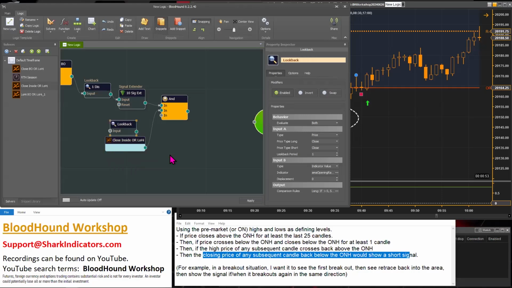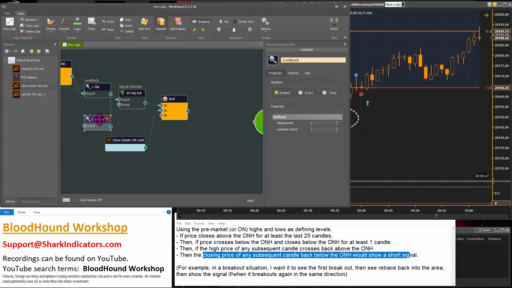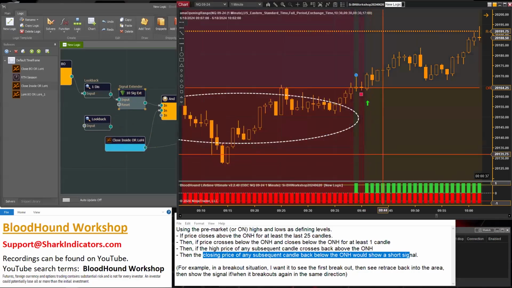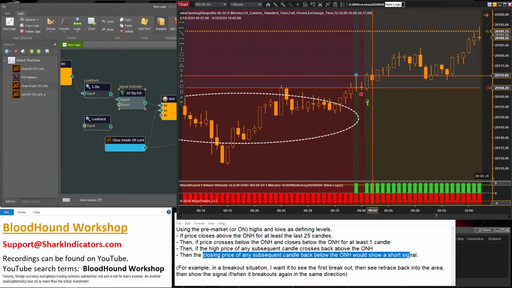I need a function node. So, when do I need to turn the signal extender off? Well, I need to turn it off after we get, so once we get a bar closing inside the range, afterwards. The next bar afterwards, that's when we need to turn that signal extender off. We don't want to turn it off on the signal bar. We want to turn it off after we get the trade signal.